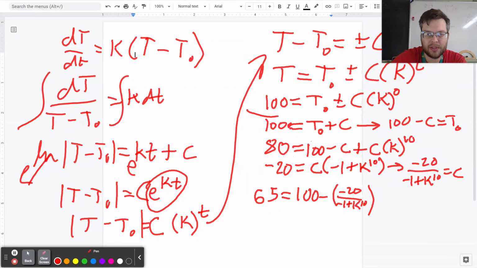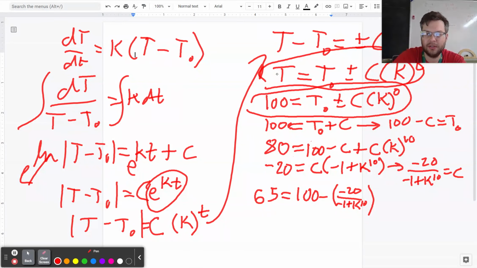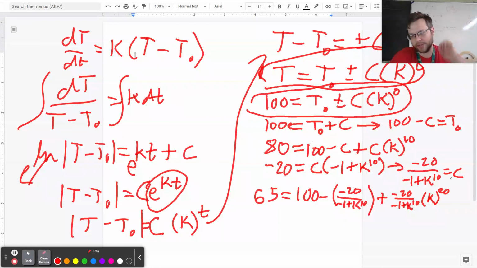So remember, I'm going back up to the equation right above it, and I'm plugging in 20 and 65. Okay, so that's T naught, and then C is given right here. And we have K raised to the 20. Okay, great. So after all of that, we can solve, allegedly, for what we need to solve for.